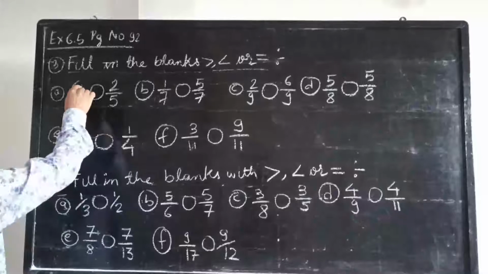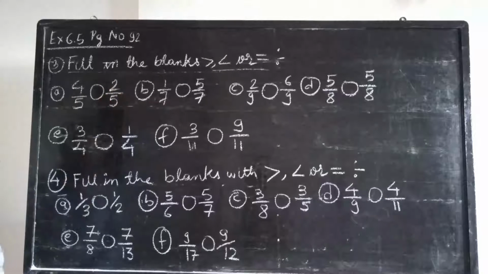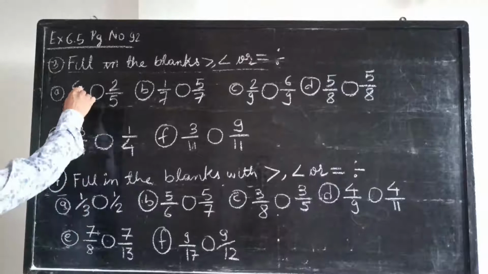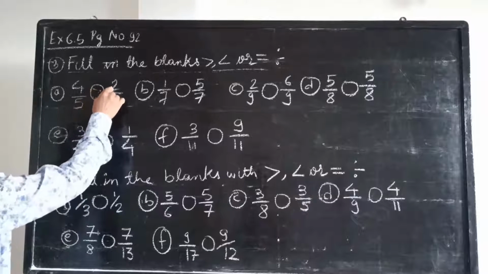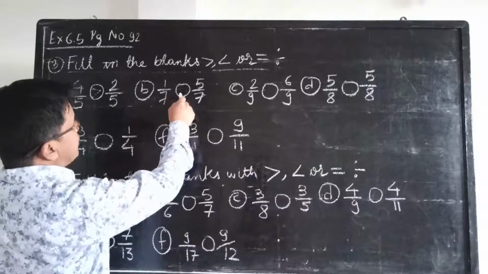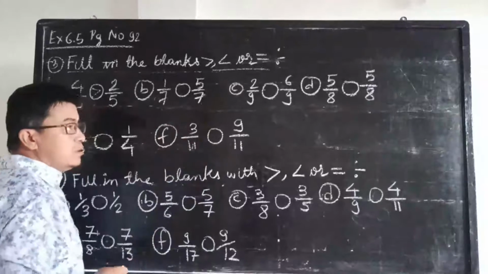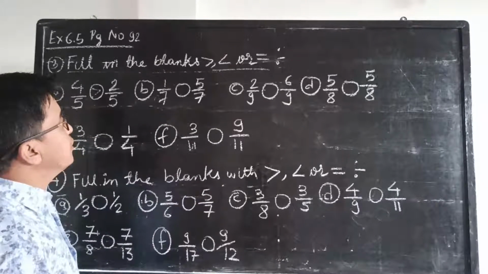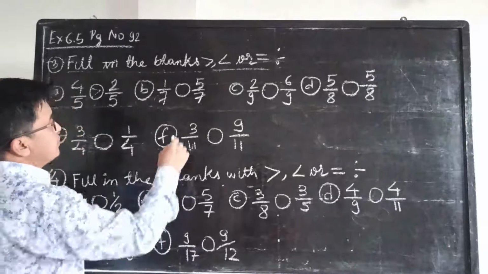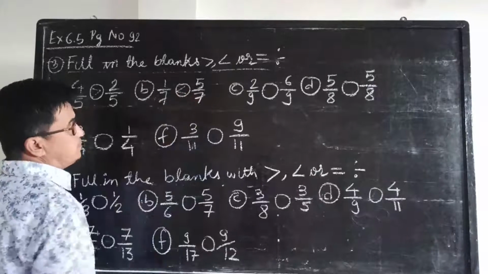Now 4 upon 5 is greater than or smaller than 2 upon 5. Since the denominators are same, the fraction having bigger numerator is bigger. So 4 upon 5 is greater than 2 upon 5. Now B, 1 upon 7 is greater than or smaller than 5 upon 7. Here also the denominators are same, so the fraction having bigger numerator is bigger. So that means 1 upon 7 is smaller than 5 upon 7.